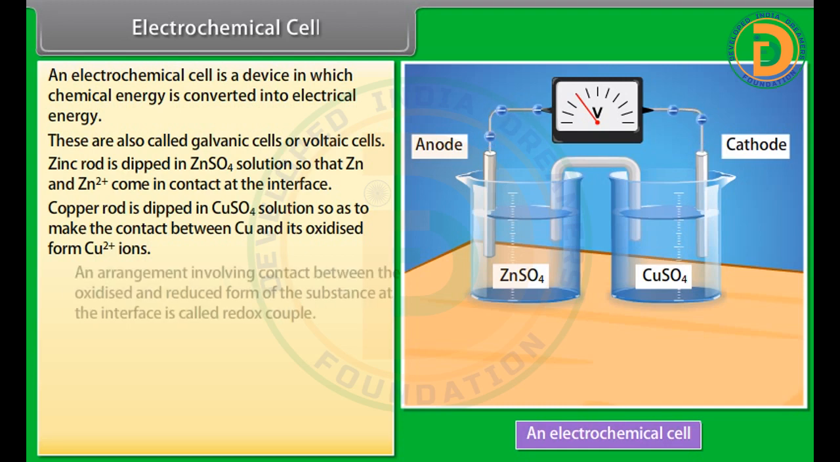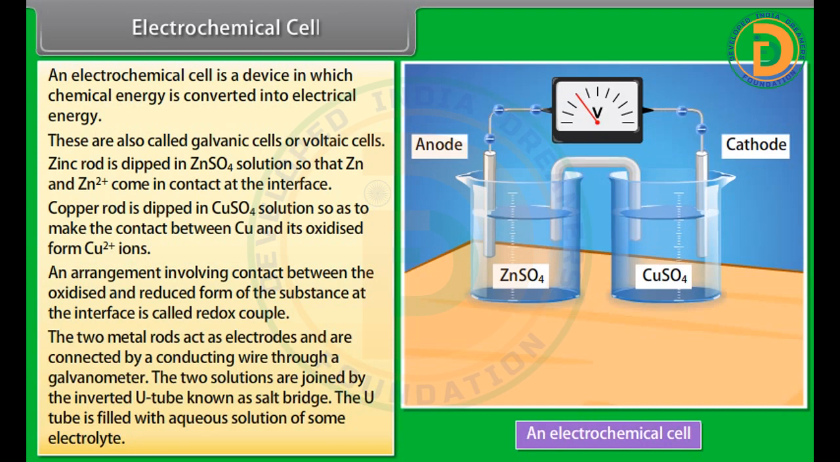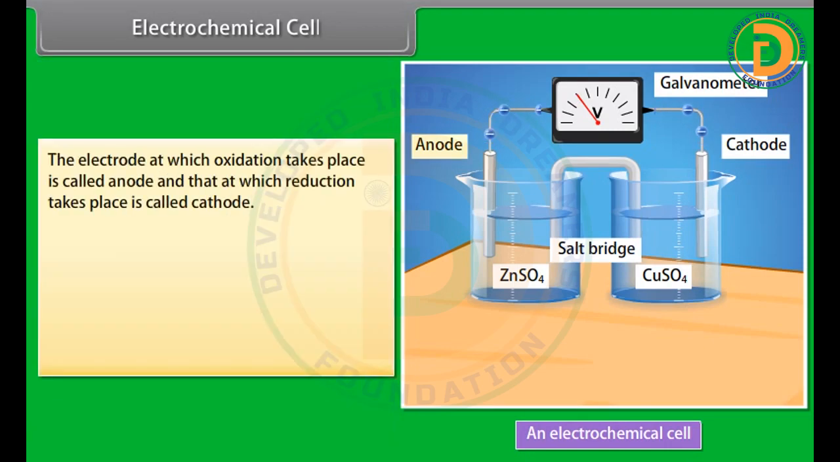An arrangement involving contact between the oxidized and reduced form of the substance at the interface is called a redox couple. The two metal rods act as electrodes and are connected by the conducting wire through a galvanometer. The two solutions are joined by the inverted U-tube known as salt bridge. The U-tube is filled with aqueous solution of some electrolyte. The electrode at which oxidation takes place is called anode, and that at which reduction takes place is called cathode.